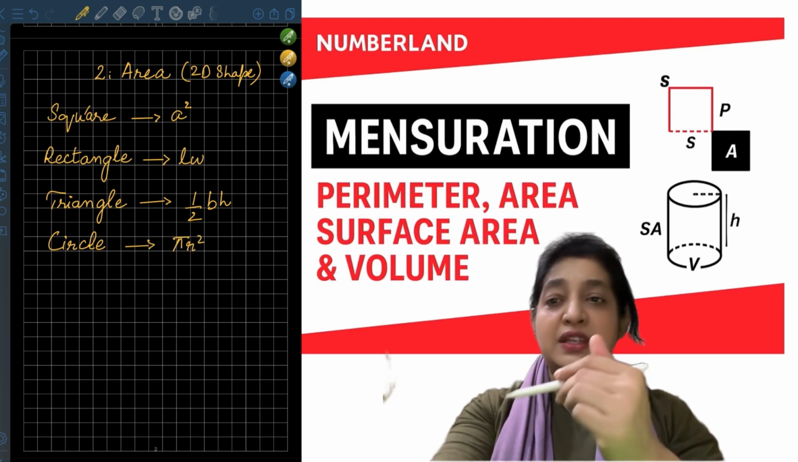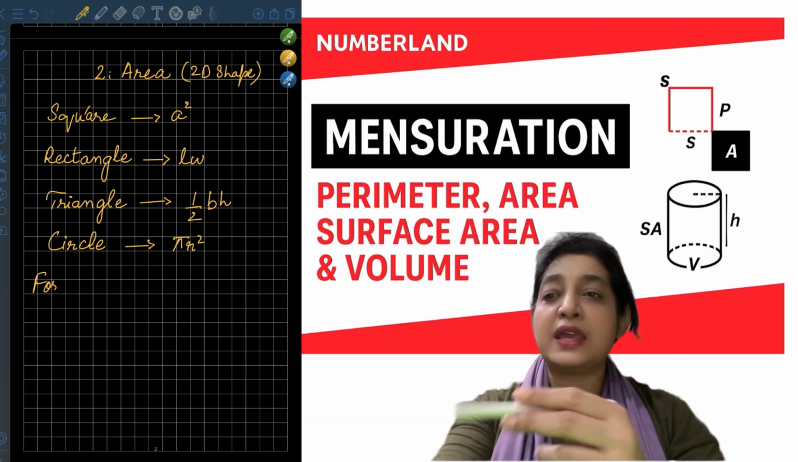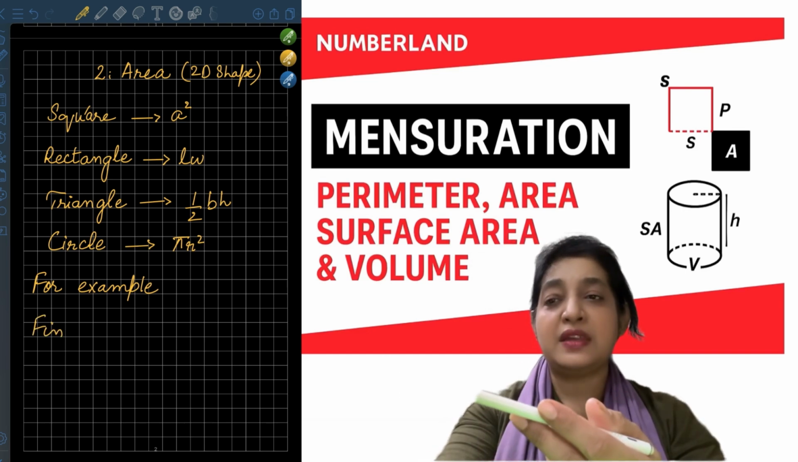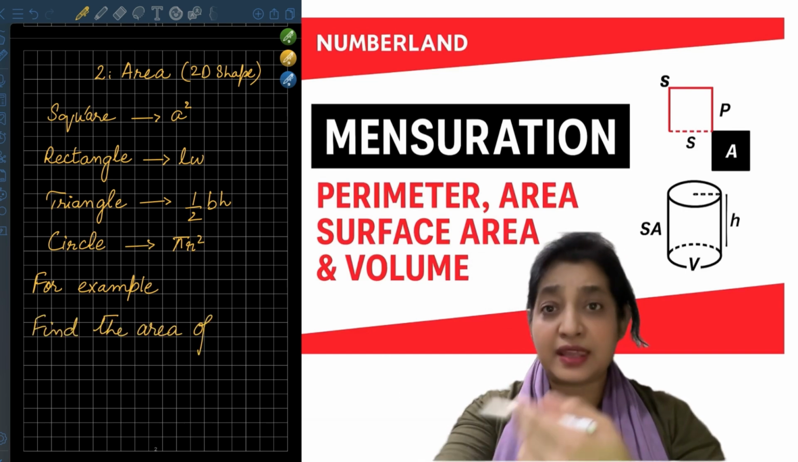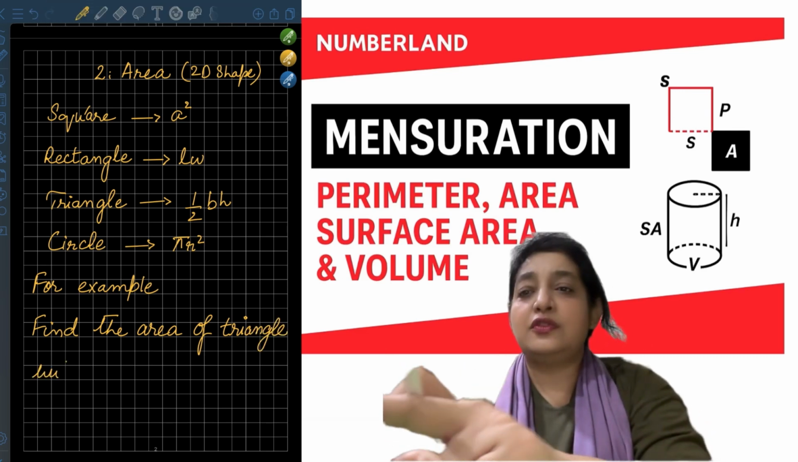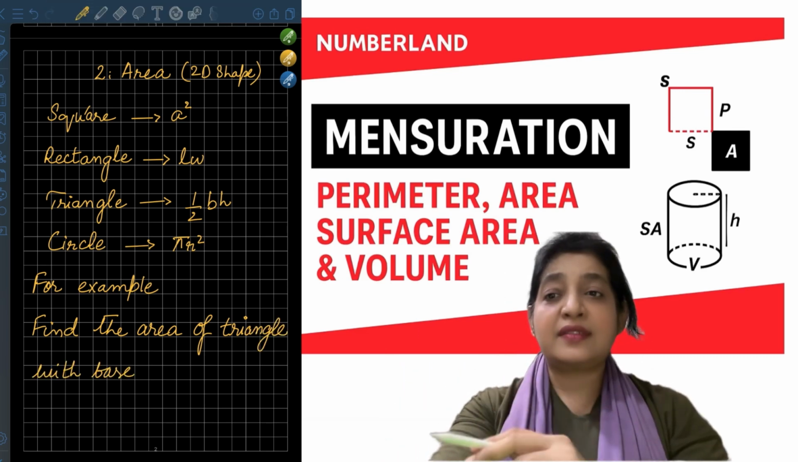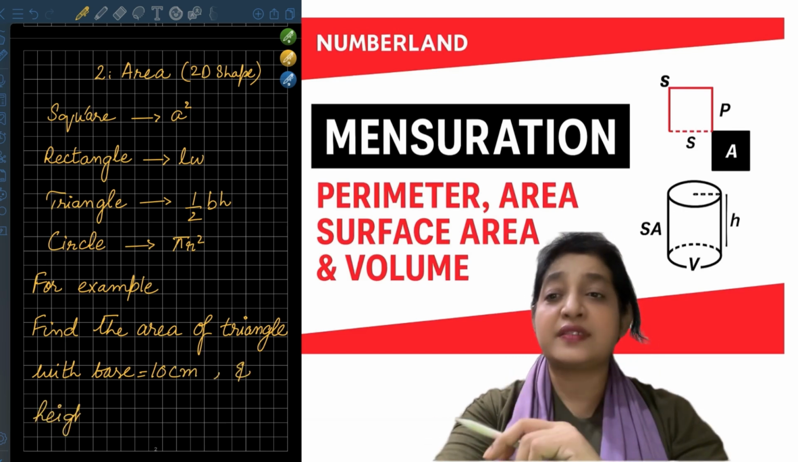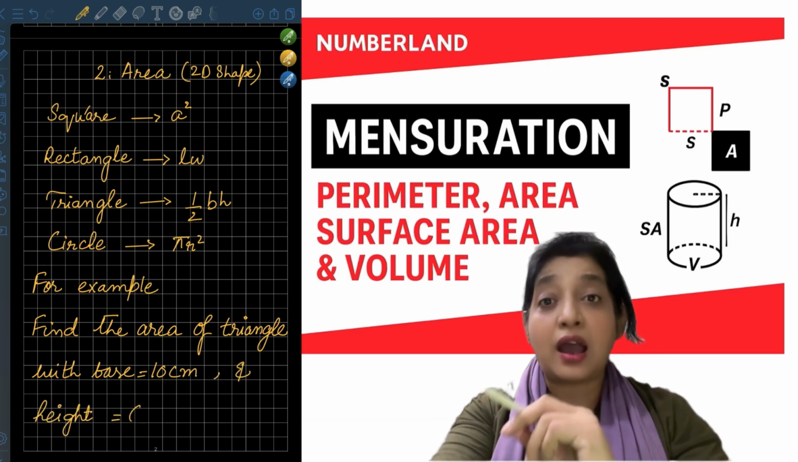And the definition of the area is the space inside a 2D shape. Formula for different shapes is: for the square it is a square, for the rectangle it is LW, for the triangle it's half BH, where B is the base and H is the height, and for the circle it's pi r square.